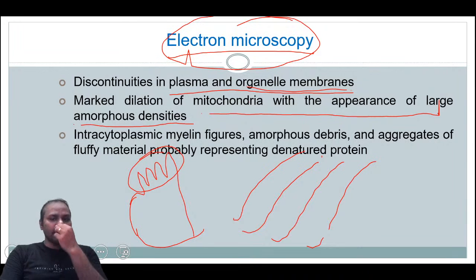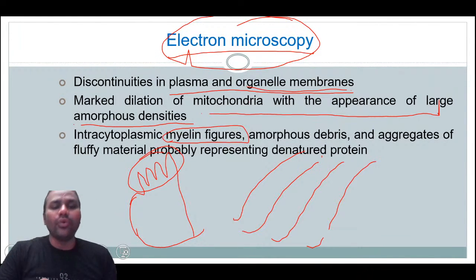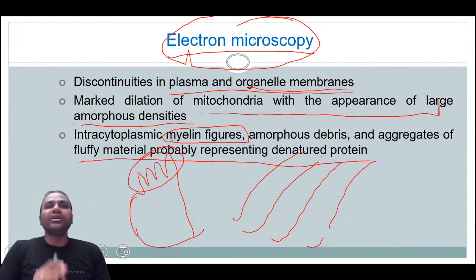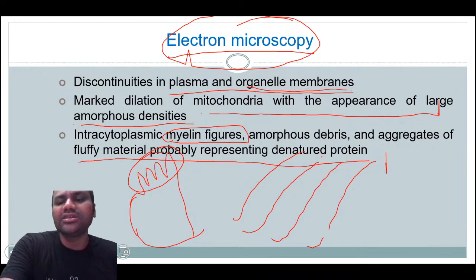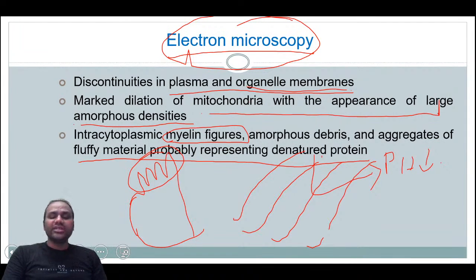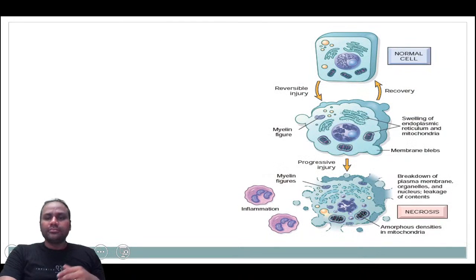And intracytoplasmic myelin figures. So intracytoplasmic myelin figures will increase, with amorphous density and aggregation of floppy material, probably represented by denatured protein. Obviously when the pH decreases, with decrease of pH, denaturation of the protein will also occur, and enzymatic denaturation is also occurring.